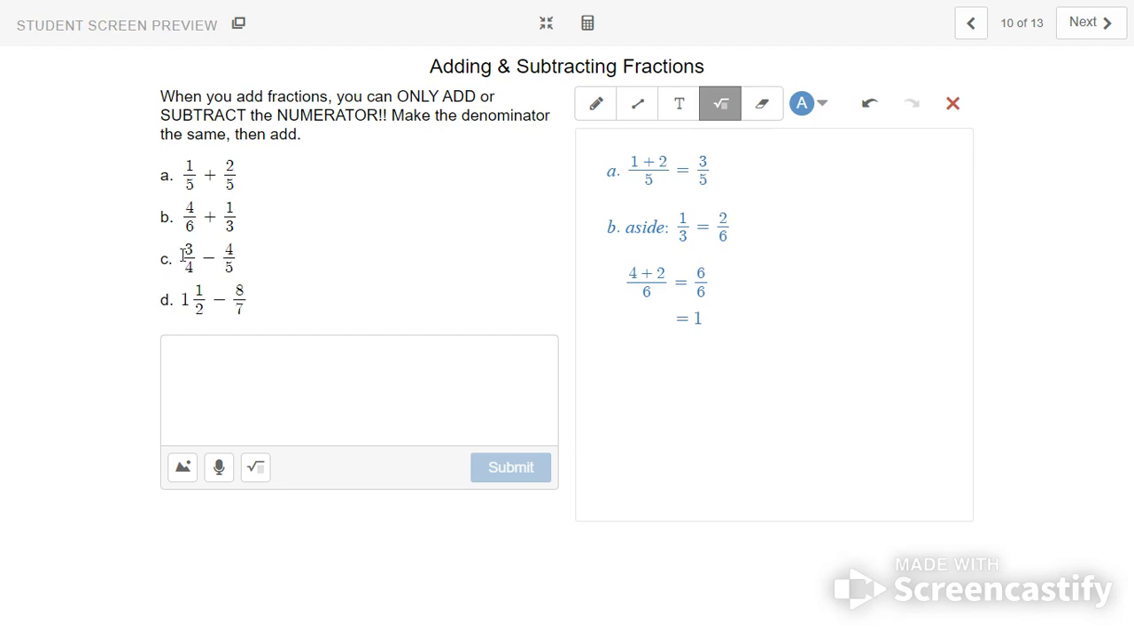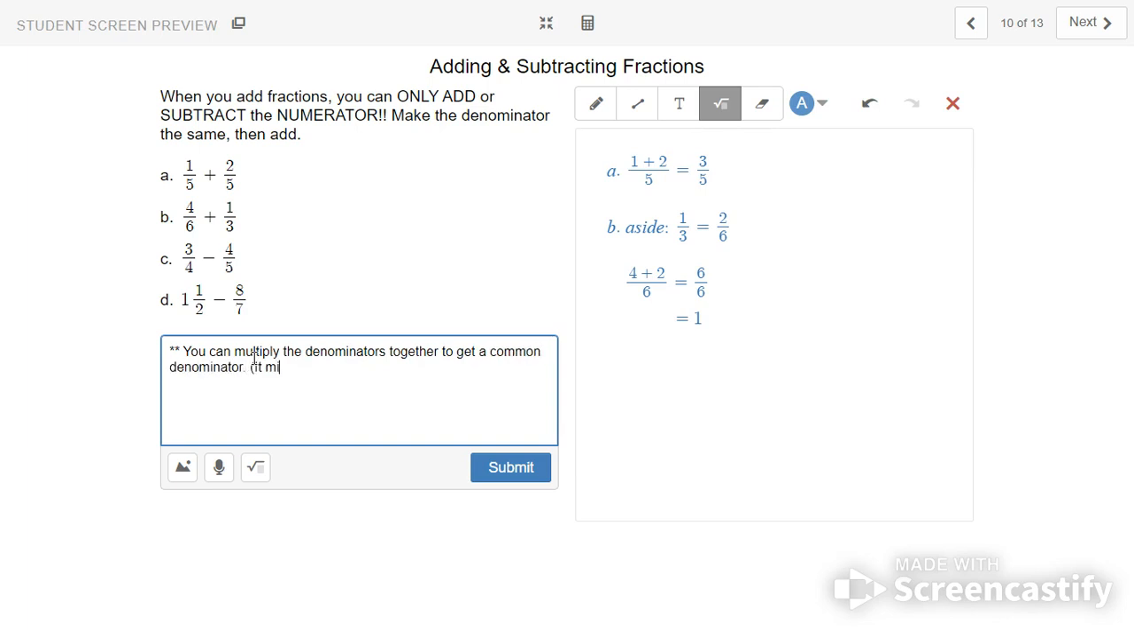Part C. Part C, none of these have the same denominator, and there's no way I can convert a 4 to a 5. I also can't convert a 5 to a 4. So one thing I can do, if you can't find the lowest denominator, you could just multiply the denominators together to get the number that you want. Okay, so let's take this one, part C.